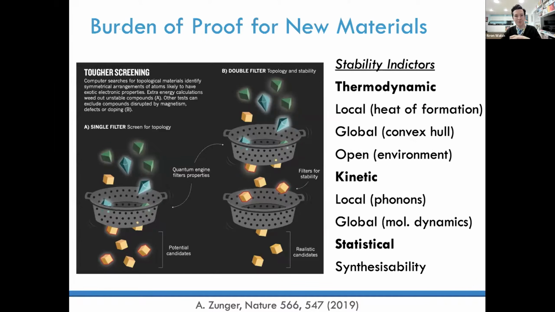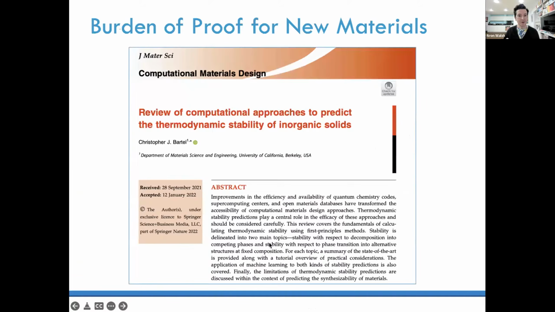I think it's very much a work in progress, and I'm excited to see where the community is going to go over the next few years in terms of being able to predict these realistic candidates more efficiently. And I really enjoyed reading one paper from Berkeley, I think it just appeared this year, from Christopher Bartel, reviewing some of the approaches for stability metrics, thinking about different thermodynamic potentials that we can incorporate in terms of having more accurate and reliable predictions.